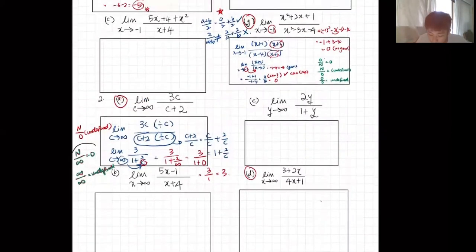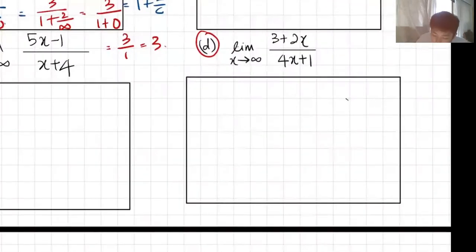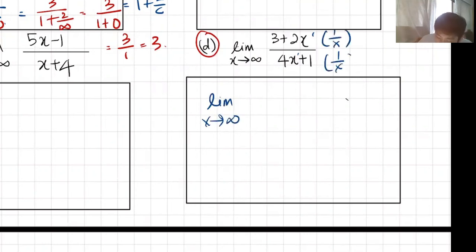So we are done with A. Now we try to do D. How do we do D? Let's see. Okay, so it's infinity, I see. So I know that I'm going to divide with the highest power. You see x only, right? So x, the highest power is 1. So what I do is I divide all the terms with the highest power. I divide with x. When I divide with x, I can write it as times 1 over x, same thing.